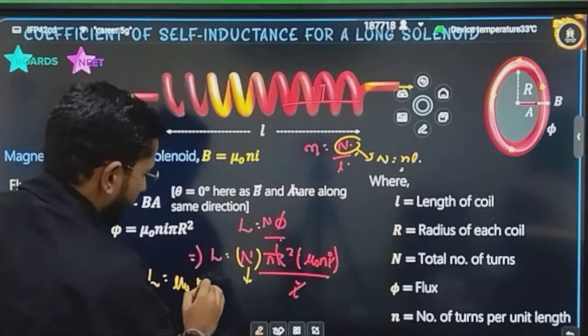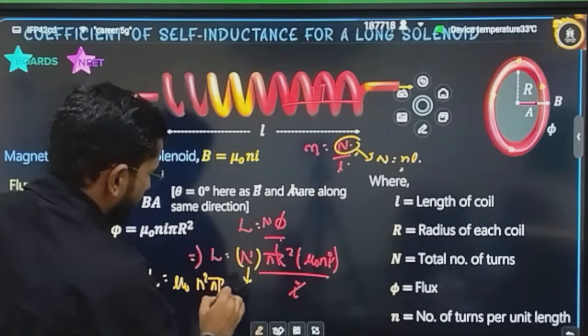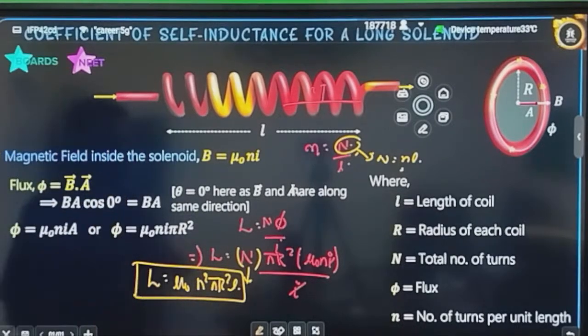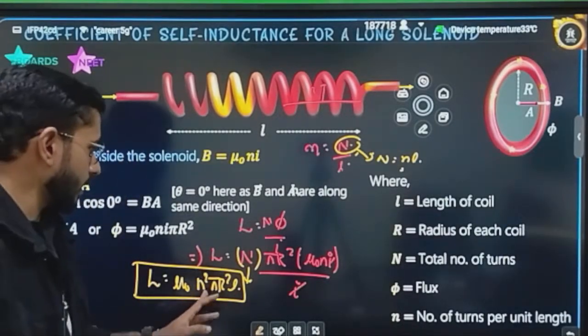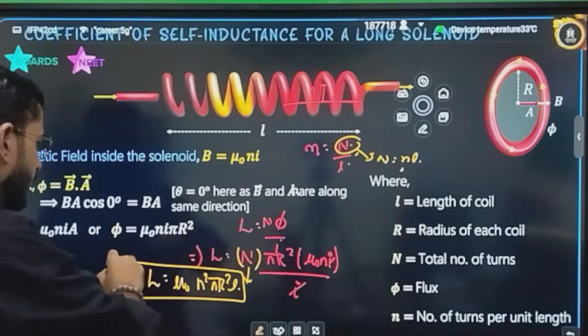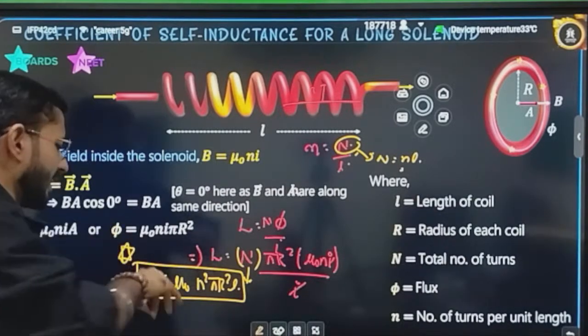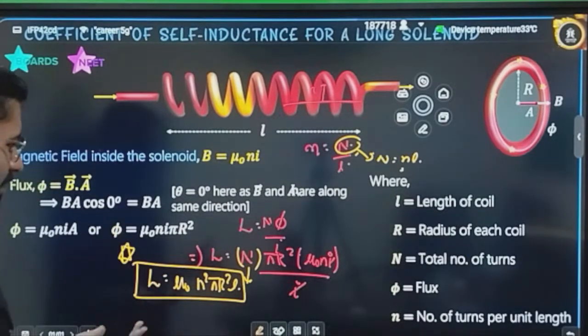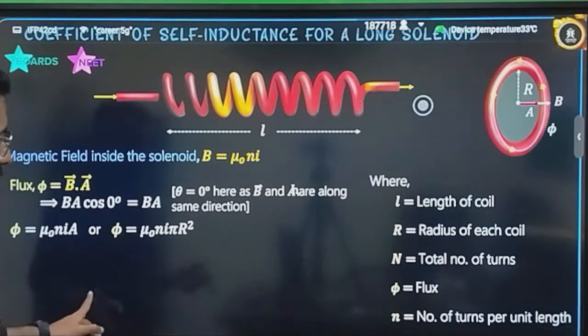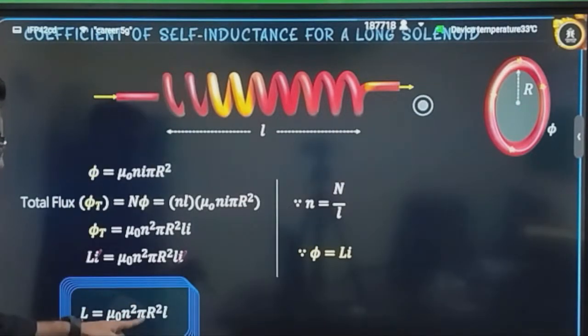You will be getting mu naught n square pi r square into l. This will be the final result. I hope that I have not missed anything. If you want, you can remember it, otherwise it is a very obvious result, you can derive it in no time. Mu naught n square pi r square into l, exactly the same thing.